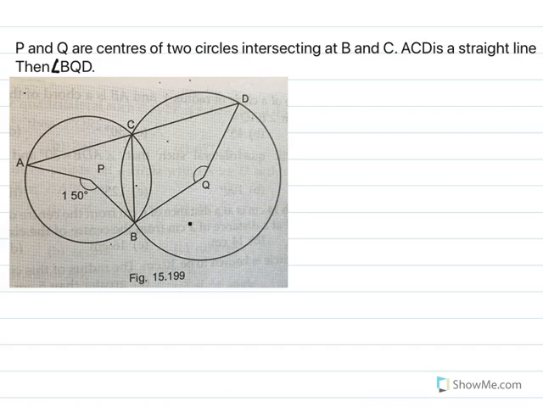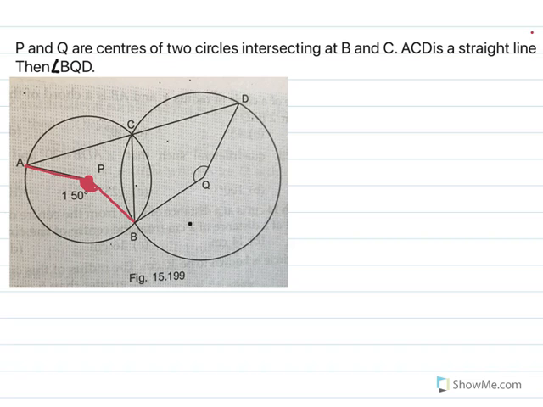P and Q are centers of two circles intersecting at B and C. ACD is a straight line. Find BQD. So let us start with what is given to us. Here this angle is given as 150 degrees, which means this is the angle APB, the angle at the center.